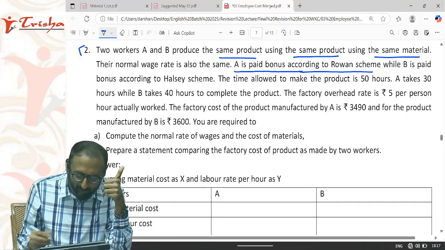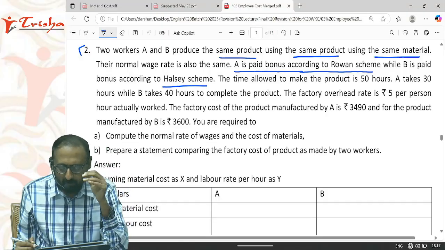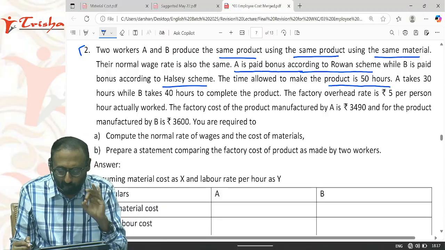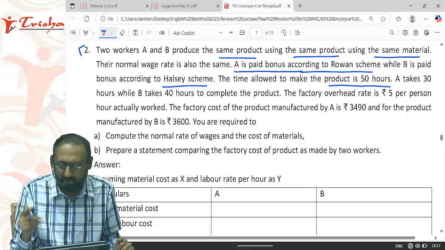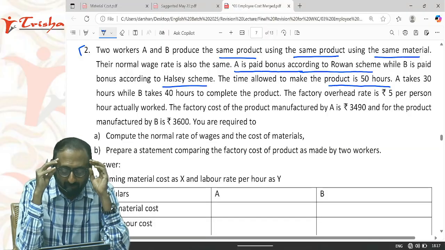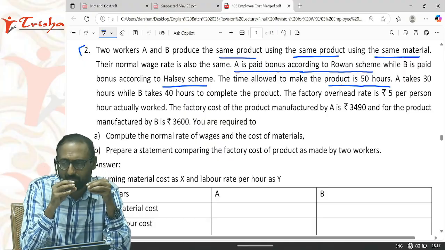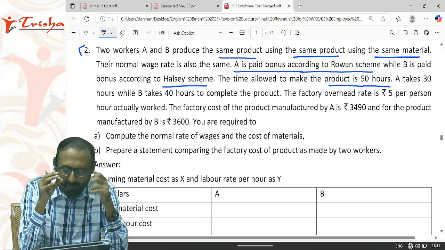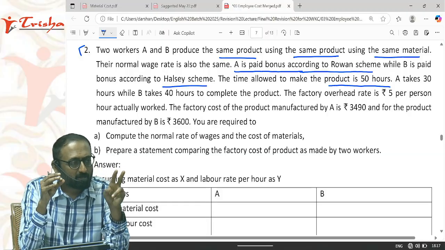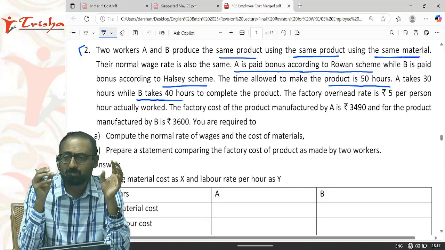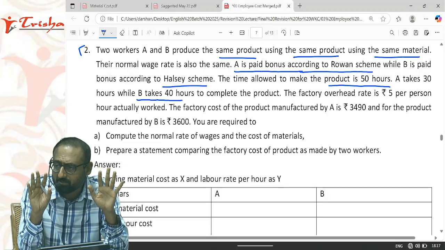B is paid bonus according to the Halsey scheme. Time allowed to make the product is 50 hours. A took 30 hours. So how much time will be saved by A? The time allowed is 50 hours and A completed that job in 30 hours, so the time saved by A is 20 hours. B has taken 40 hours. How much will be the time saved by B? It is 10 hours.